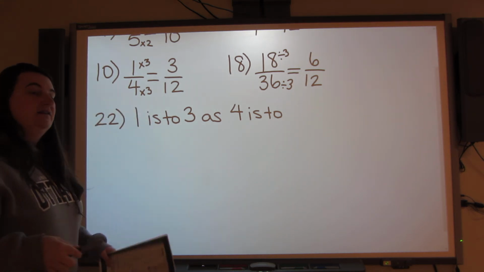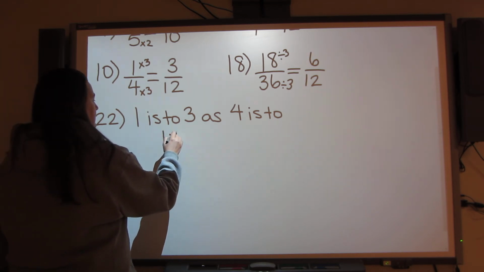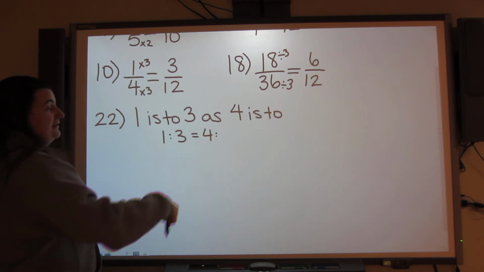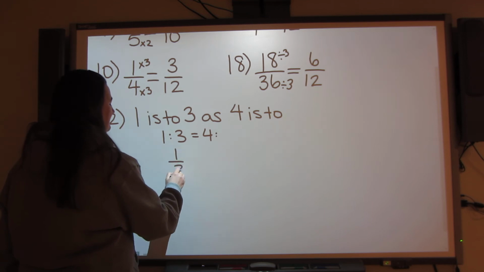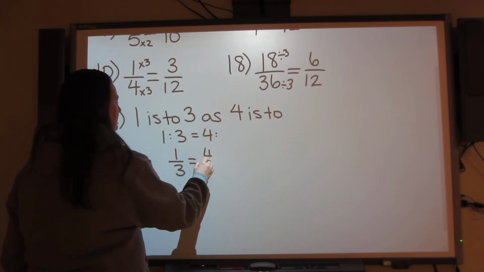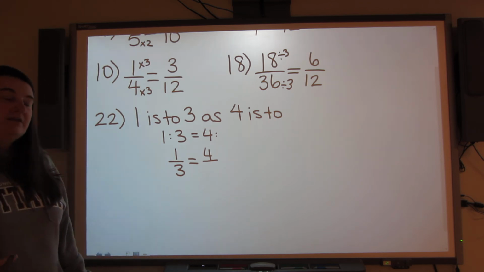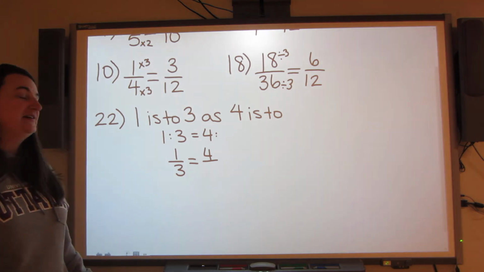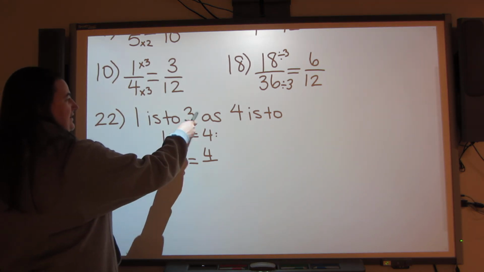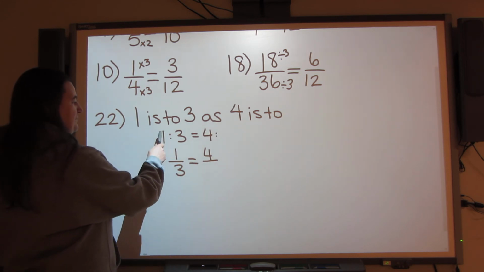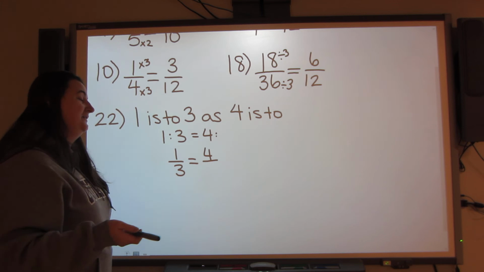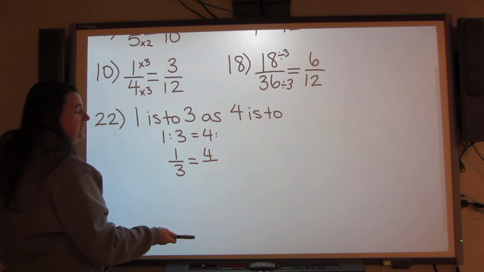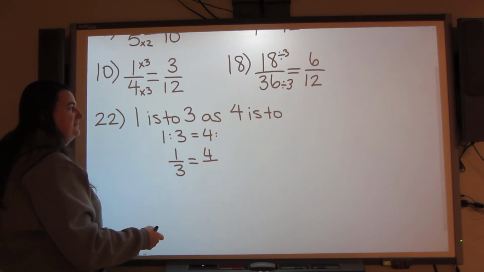If you find it easier, write it as a ratio. 1 to 3 equals 4 to something. If you prefer working with fractions, you can write it as a fraction. 1 over 3 equals 4 over something. However you want to do it, you can do it that way, as long as you find the missing number. So, 1 is to 3 is 4 is to something. Figure out the relationship between the 1 and the 4. So you can work backwards, you can go with the division, how do you turn 4 into 1, or you can work forwards, how do you turn 1 into 4 by using multiplication.